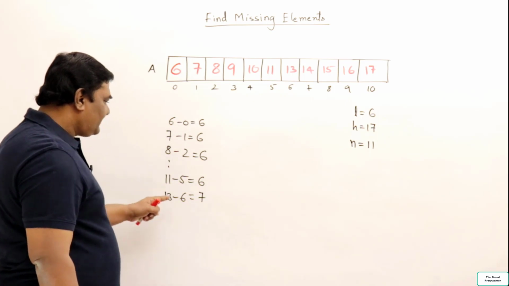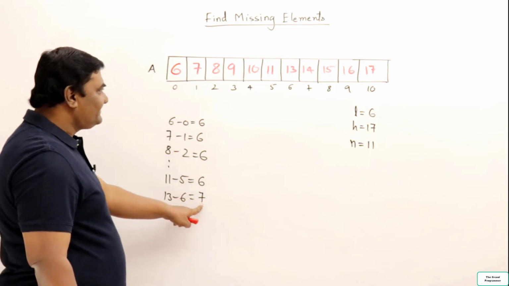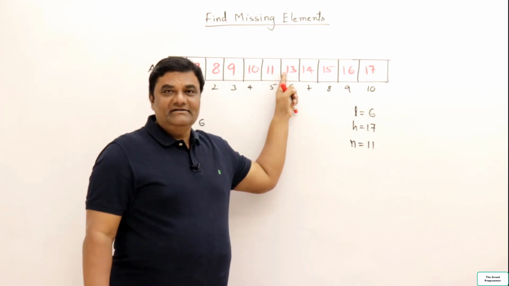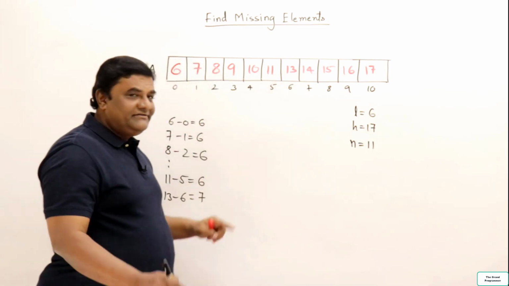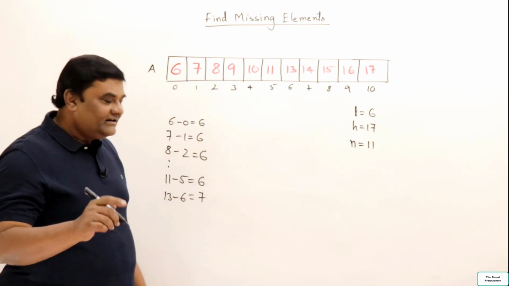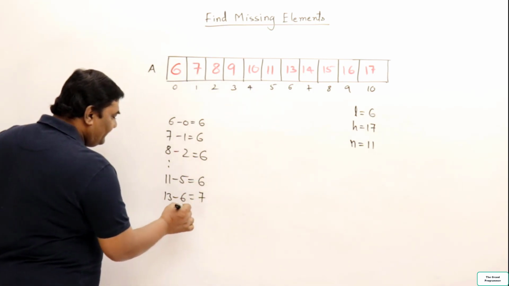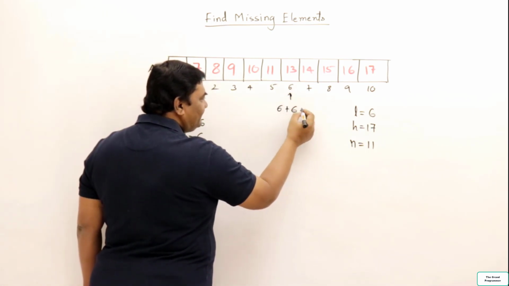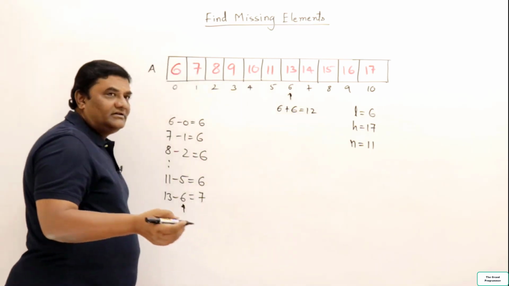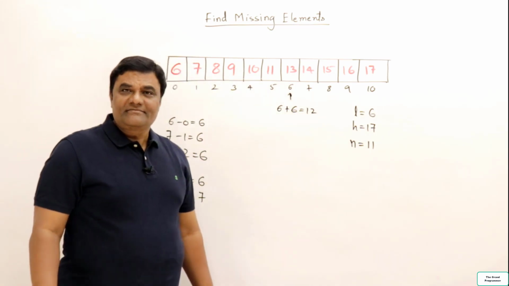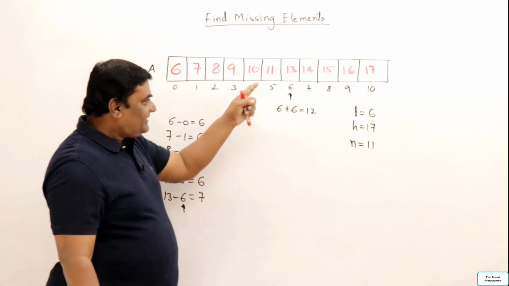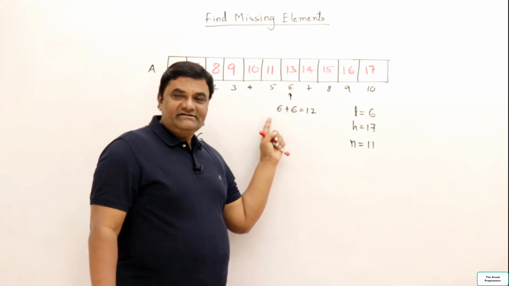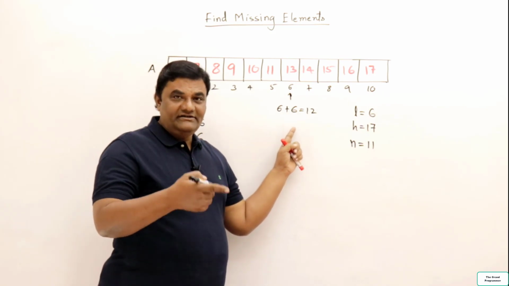Oh, so here actually I should have got the difference as 6, but I am getting a difference of 7, meaning an element is missing. What should be the element? We know the difference was 6, right? So we are at index 6. So you add 6 plus 6, that is the difference, and you get the number 12. So number 12 is missing. We know the difference is 6 and we are at index 6 right now. So these two 6s are the same: 6 is the index and 6 is the difference.